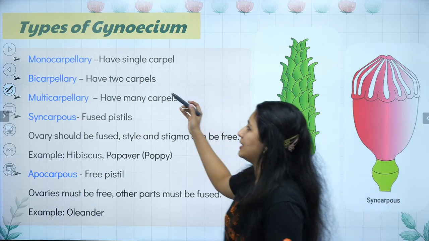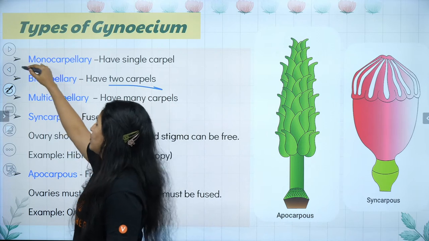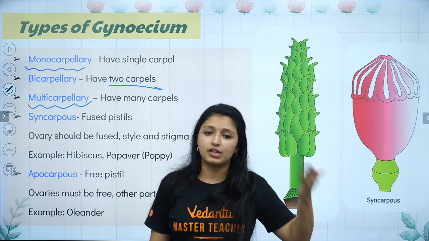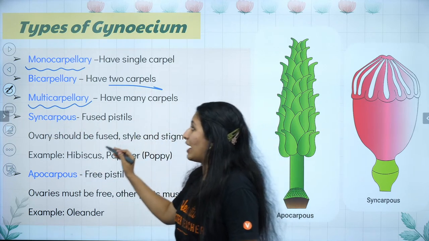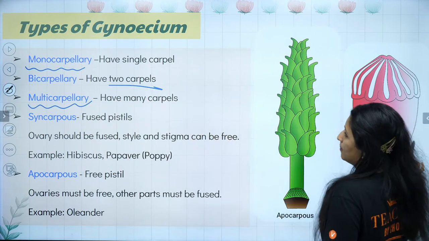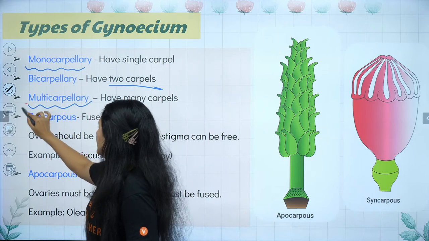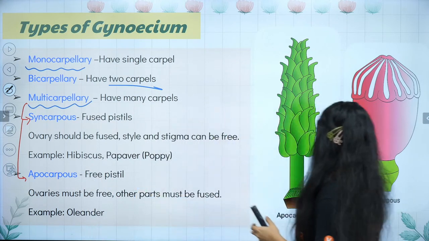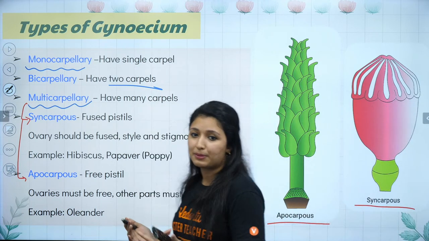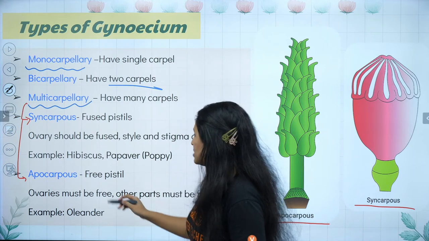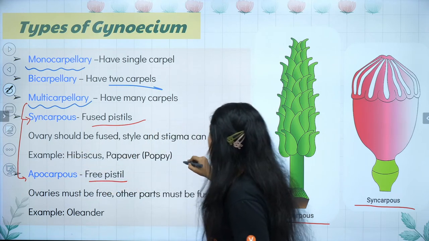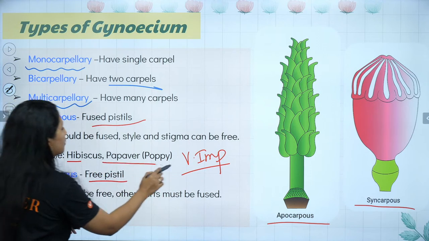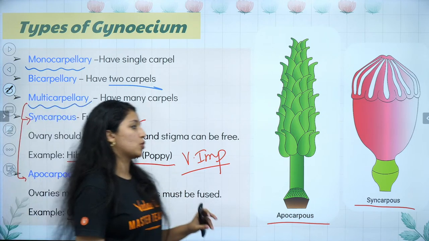We have monocarpellary and multicarpellary. Bicarpellary is there too, having two, but usually we give the names monocarpellary and multicarpellary. Mono means one carpel in a flower, and multi means more than one. Multicarpellary will have two types. It can have the syncarpous condition or the apocarpous condition. Syn means together, syncing together. So we have syncarpous and apocarpous, or free pistils. Free pistils are apocarpous, and fused pistils are syncarpous. Examples are important. Examples of monocarpellary and multicarpellary are important: hibiscus, papaver or poppy, and oleander as the example for apocarpous.